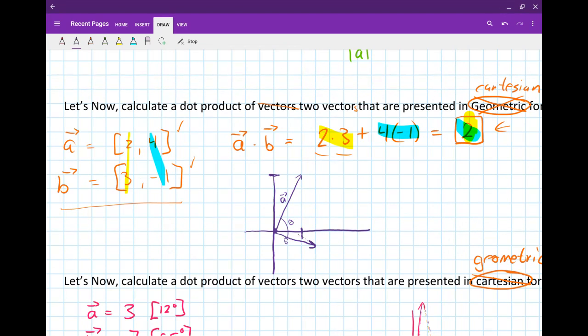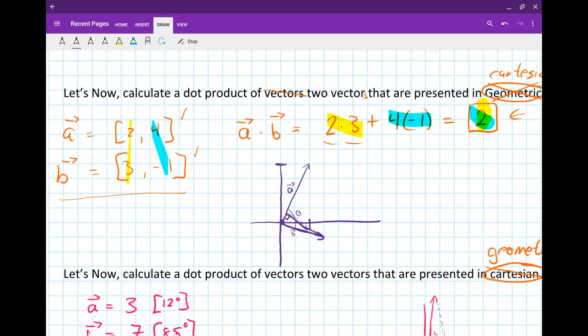Now b cosine theta would be essentially, if I were to drop down a right angle like that, and now I've formed this very small triangle here. I'm going to imagine this little section right there. That's b cosine theta. And then A is this. And the result of A dot B, we know, is 2.